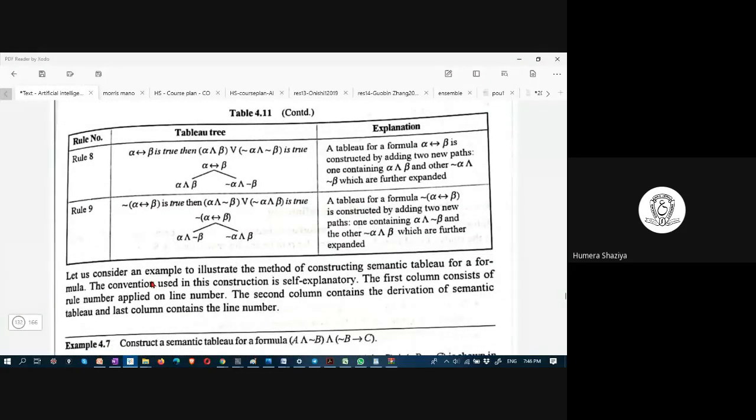Let us read rule 8. This is the equivalence operator between alpha and beta. It is true when alpha and beta, or not alpha and not beta, is true. Means if any one of these formulae is true, then this one is true. That is shown on two different path branches.